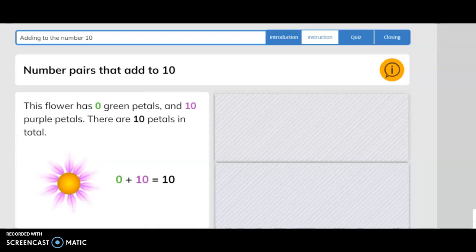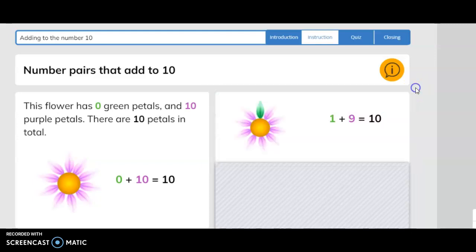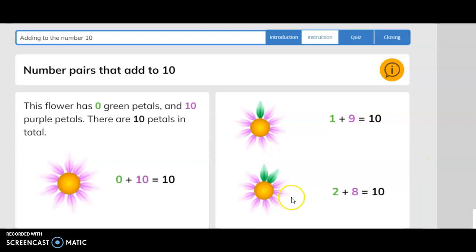Number pairs that add to 10. This flower has 0 green petals and 10 purple petals. There are 10 petals in total. 1 plus 9 equals 10. There go the green petal. And then we have 9 of the purple petals. Here we have 2 green petals and we have 8 of the purple petals. 2 plus 8 will equal 10.